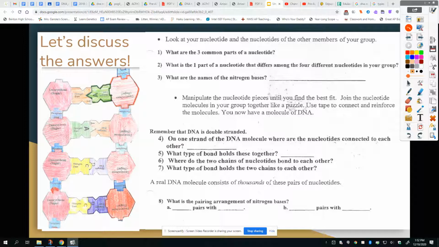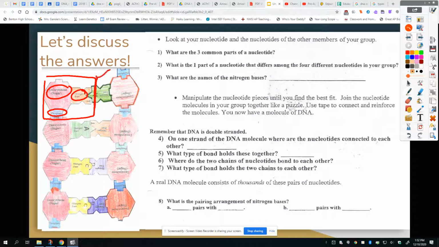But three common parts of a nucleotide. You go ahead and check your work as we're going through it. But the three common parts, one nucleotide looks like this. So it has a deoxyribose sugar, a phosphate, and a nitrogen base. And the part of the nucleotide that changes to create the four different nucleotides.